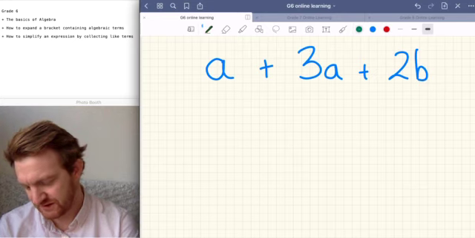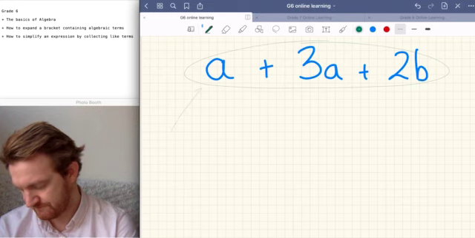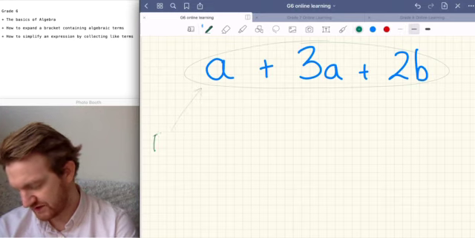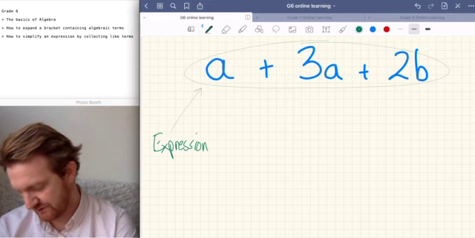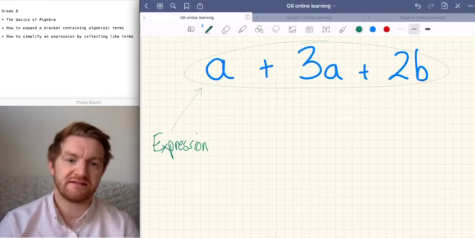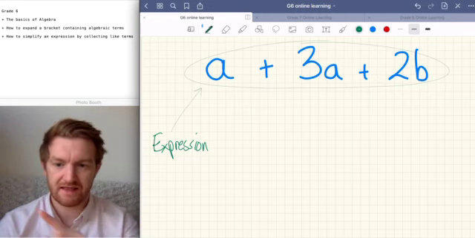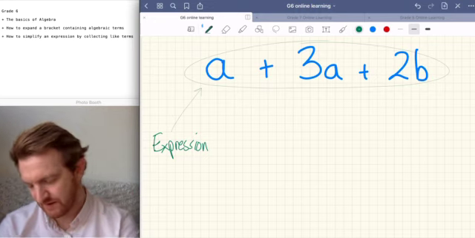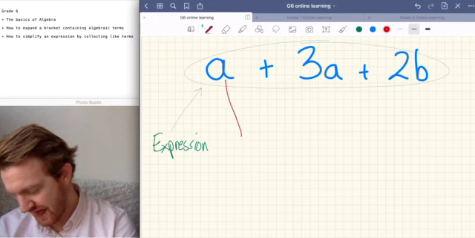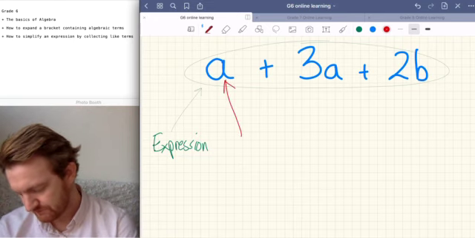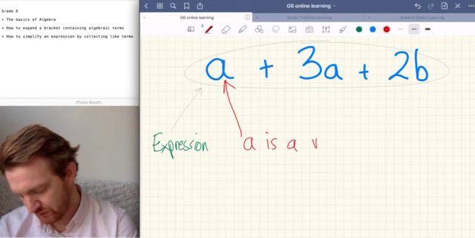So first things first, the whole thing all together we call an expression. We're expressing something like apples and bananas as a whole. And that's the whole thing, A, the 3A, and the 2B. If we were looking just at the A, we can say that A is a variable.